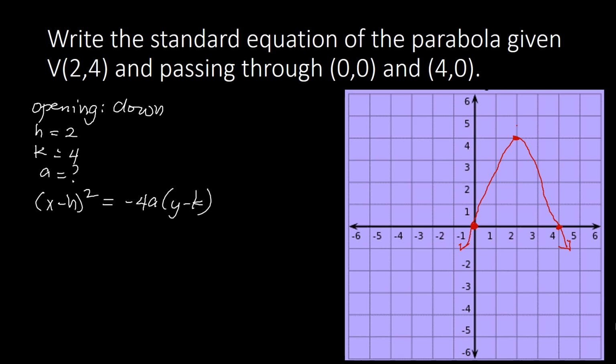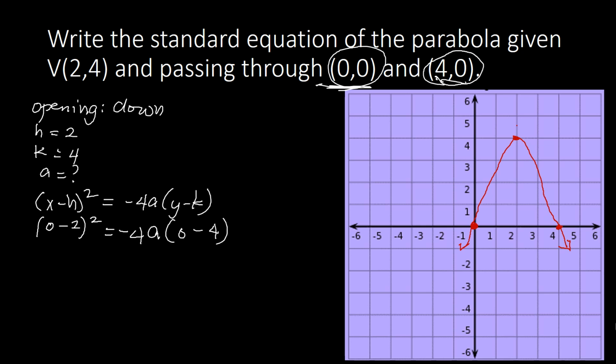So plugging in any of these two points here. If you wanted to choose 0, 0, that's good. If you want to replace that on x and y, that's really good. Or if you wanted to have 4, 0 on x and y, then that is really okay. They will be coming up with the same value of a. But for me, I'll choose 0, 0. So here we've got x, which is 0, minus our h, which is 2, squared equal to negative 4 times our a, which is unknown, times y, which is 0, minus our k, which is 4.